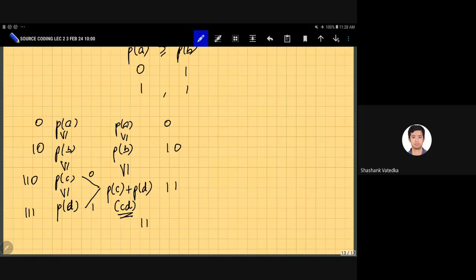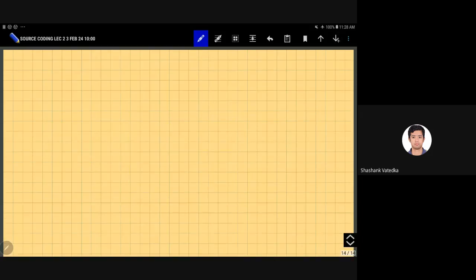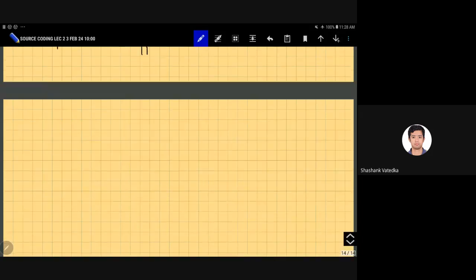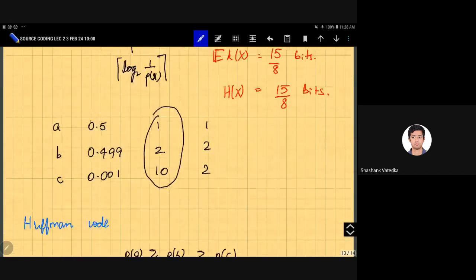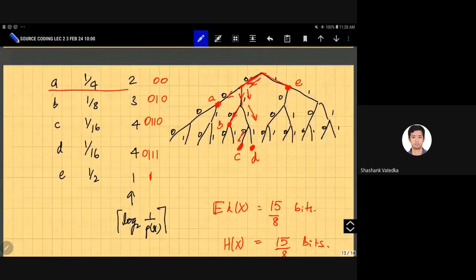Let's see a more concrete example. Let's perhaps look at the example that we had earlier. So it is 1/4, 1/8, 1/16, 1/16, and half.